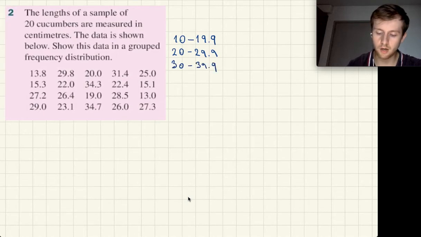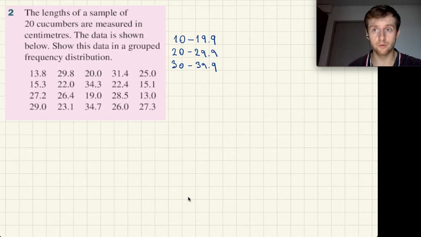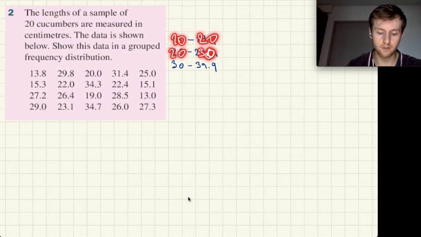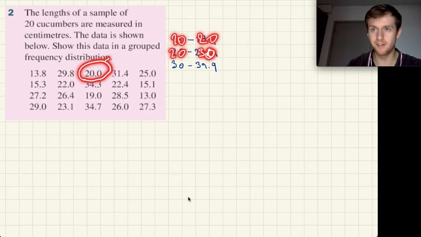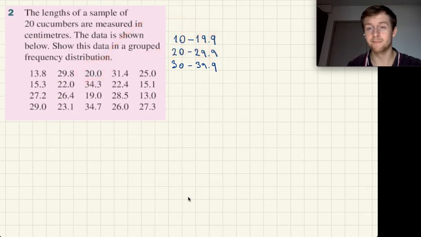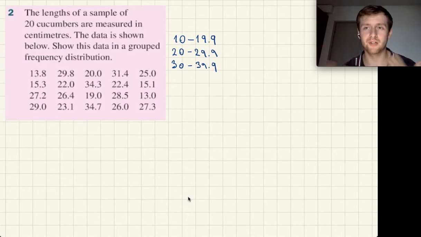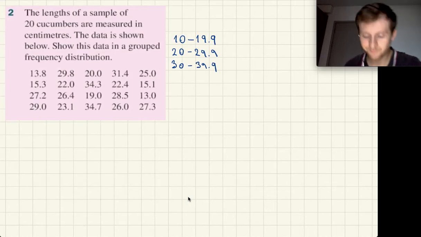You see how I write 19.9 instead of 20? This way we are not going to have confusion. Because if I wrote from 10 to 20 and then from 20 to 30, then we would have this 20 and we would be like, okay, so where does this 20 go? Does it go here or does it go here? So be careful about how you choose your groups and how you name them. What ranges do you give to your groups?